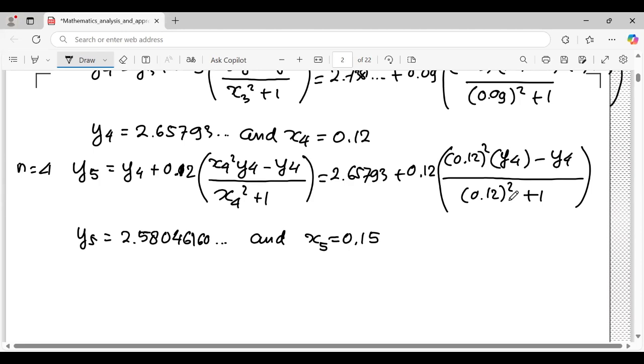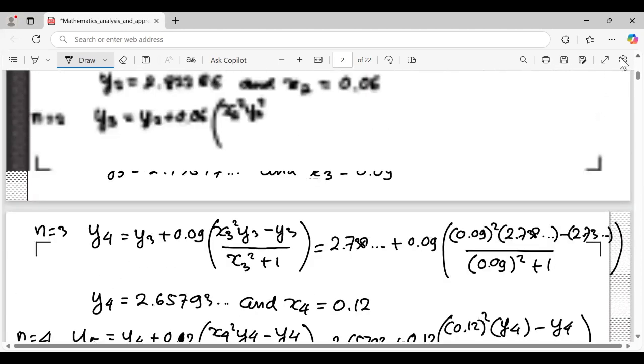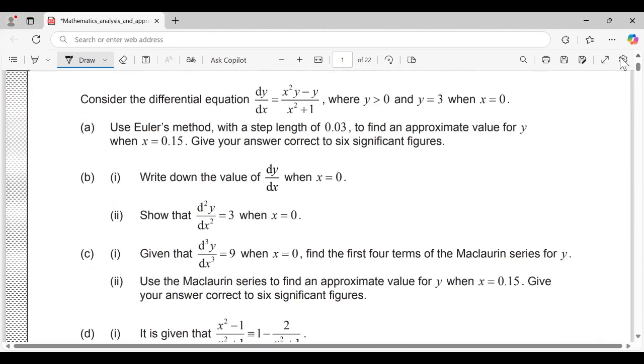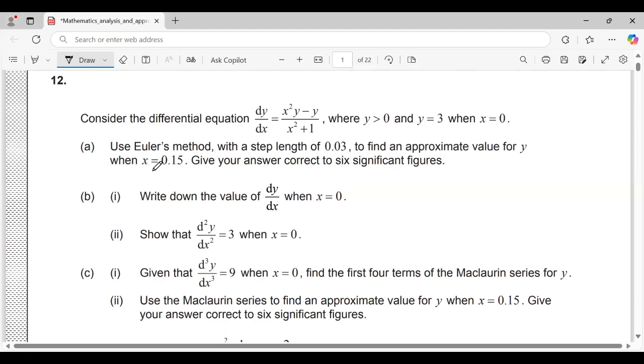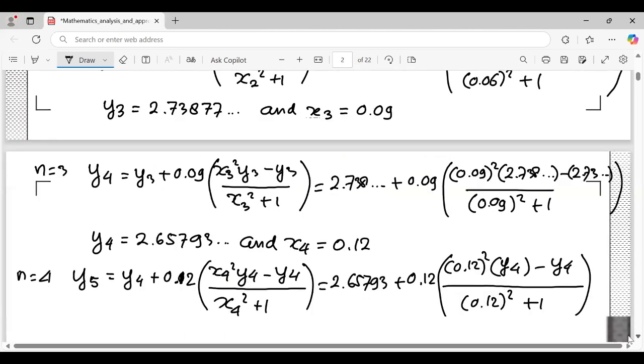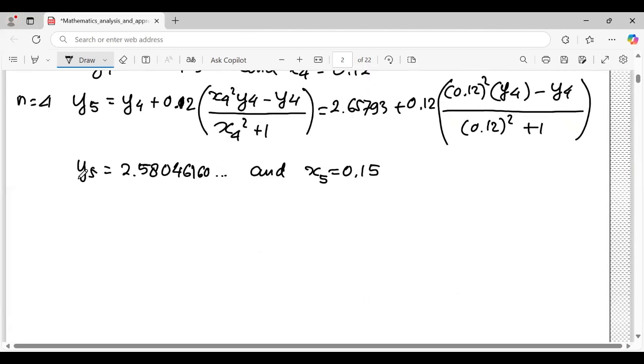0.15. According to the information just now, the question, this one, would be what we just calculated when x equals 0.15. So when x is 0.15, the value of y to six significant figures is 2.58046. This is the value of y.